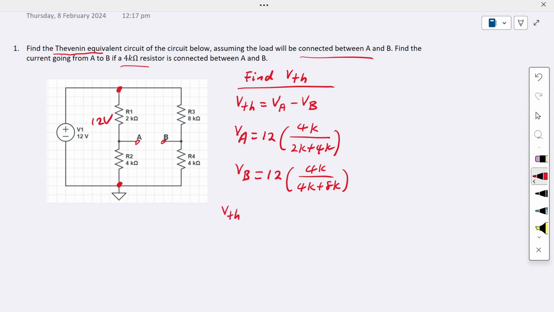What is the VTH in this case? In this case we have VA minus VB. So you calculate the above value for the VA and the VB. Then this one is going to get us 8 volt. We calculate this, you're going to get 4 volt. So in this case we have 8 minus 4, so we get 4 volt for the VTH value.